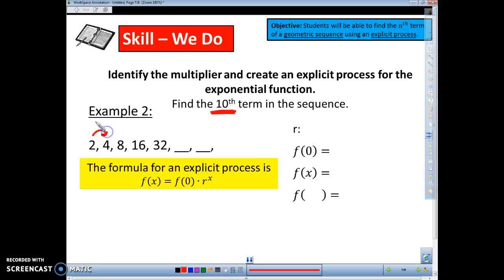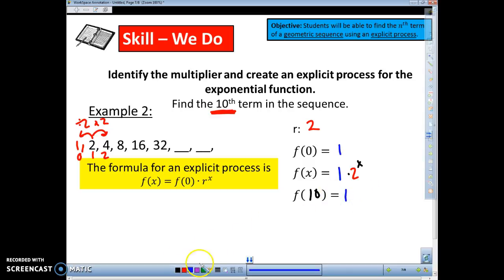Here, our R value, we're multiplying by 2, so my R value is 2. This is the first term in my sequence, so I need to go backwards. I'm going to divide by 2, and that gives me a f of 0 value of 1. So f of 0 is 1, meaning my function is 1 times 2 to the x power. Now, if I want to find the 10th term, all I'm going to do is put in 10 for x, and then I'm going to solve.